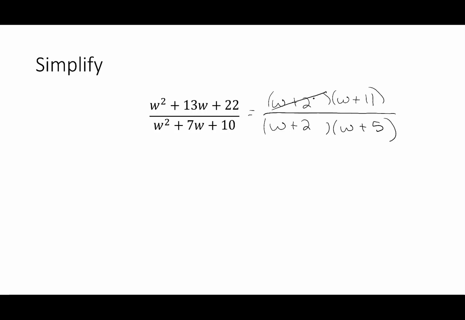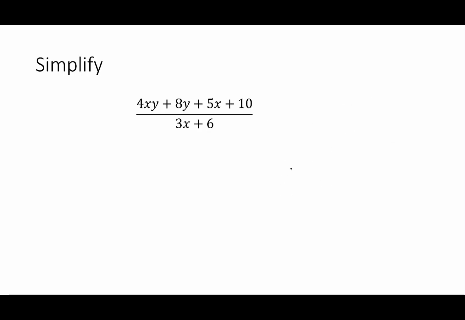We see the w plus 2 as a common factor, which reduces our expression to w plus 11 over w plus 5. Notice that we don't cancel the w's left over in the expression. You can only cancel out factors, you can't cancel out terms, so think you can only cancel when things are being multiplied.